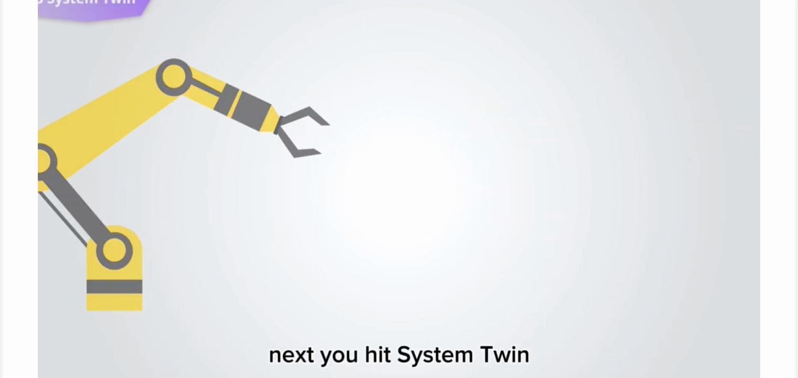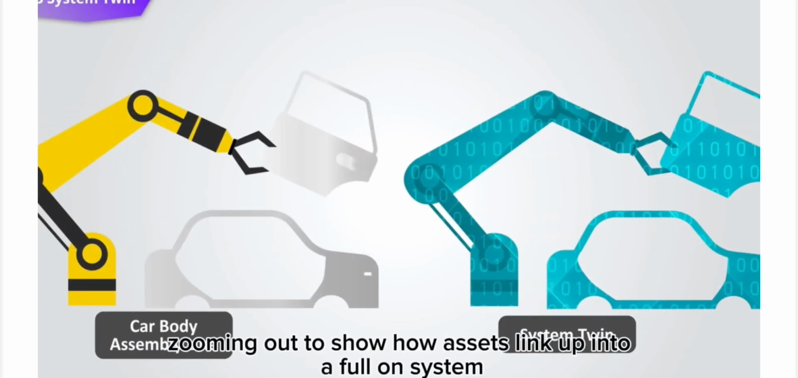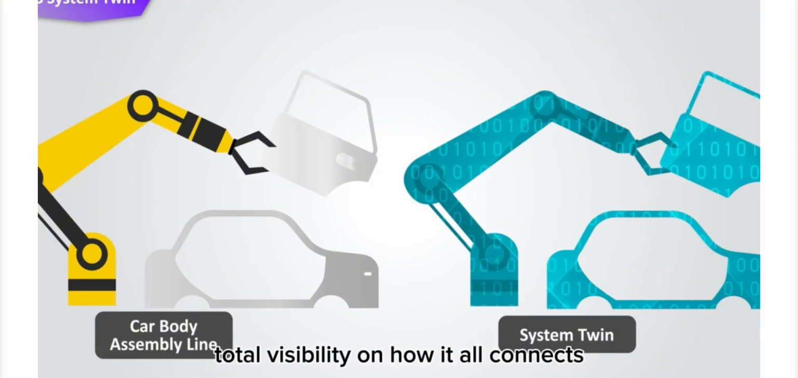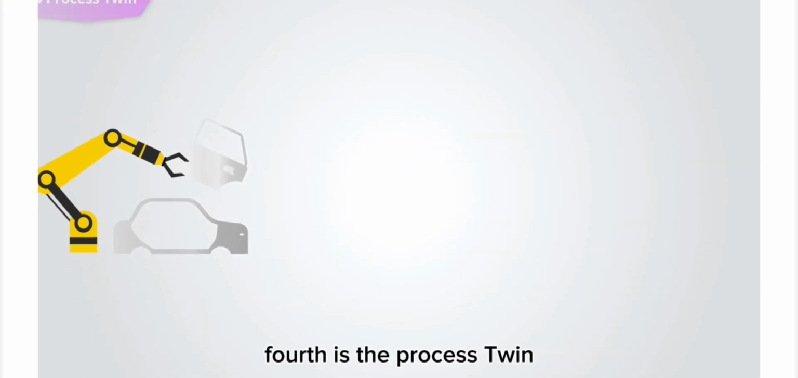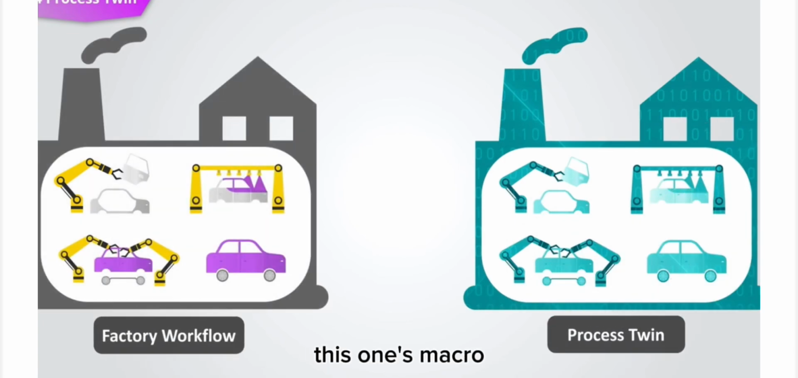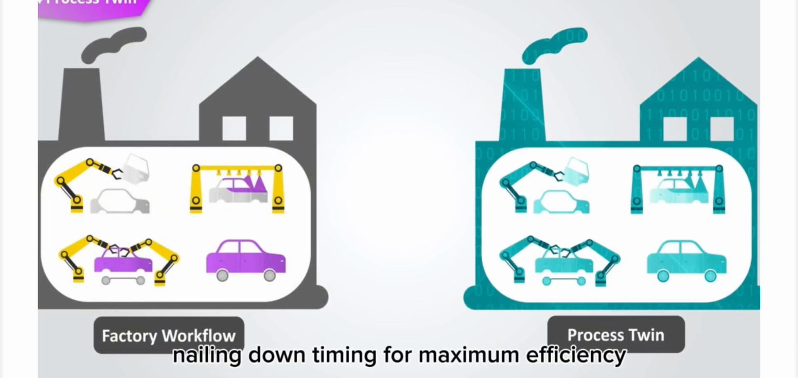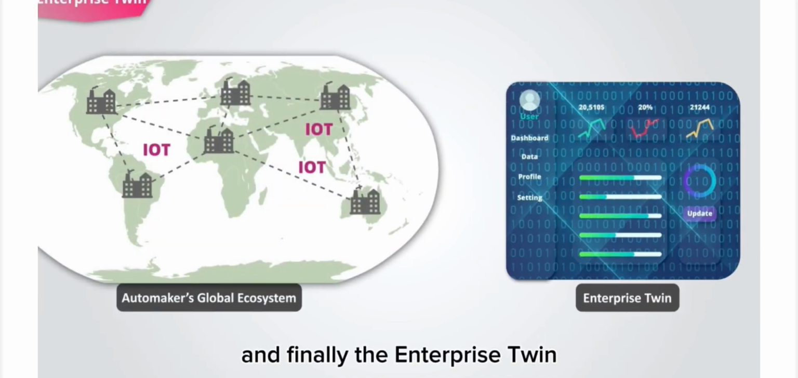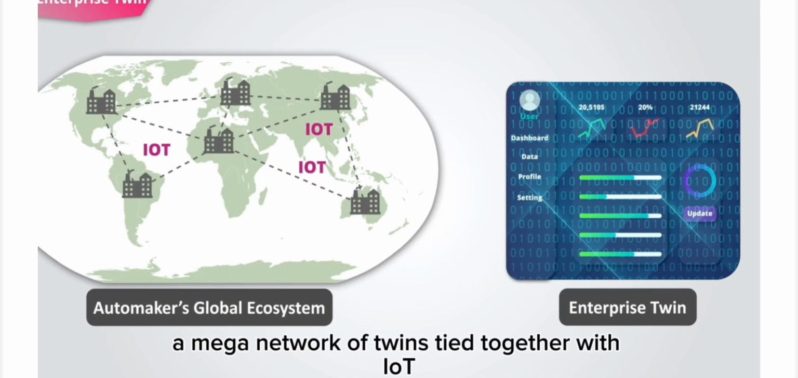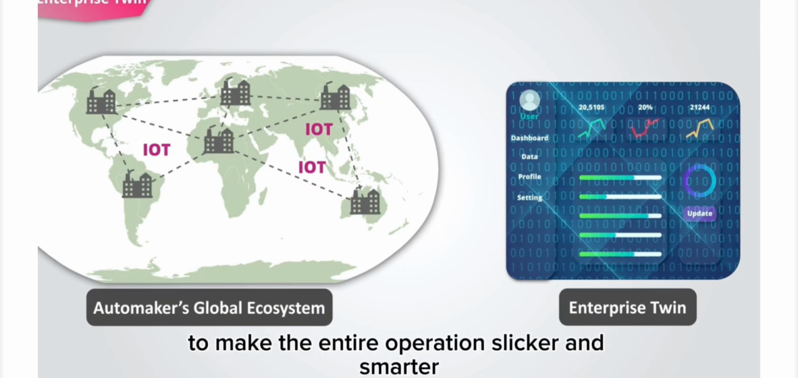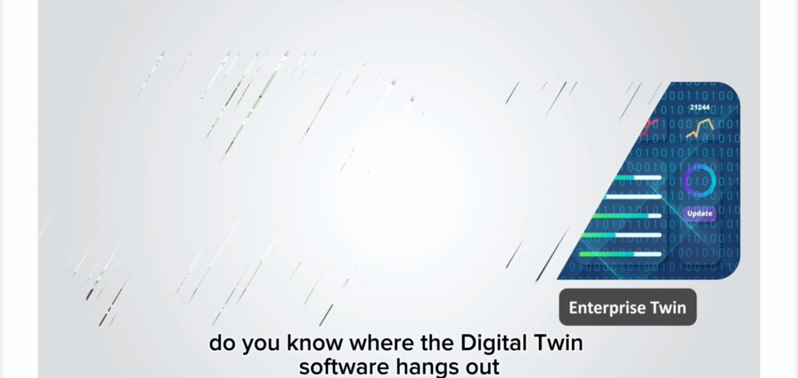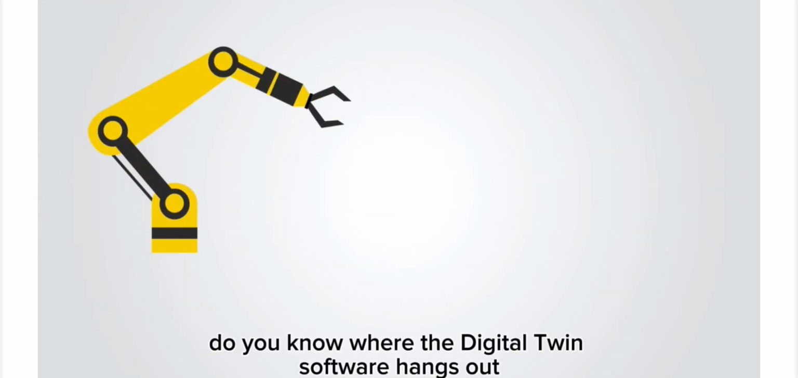Next, you hit the system twin, zooming out to show how assets link up into a full system. Total visibility on how it all connects. Fourth is the process twin. This one's macro, showing how systems sync to run a whole production gig, nailing down timing for maximum efficiency. And finally, the enterprise twin, a mega network of twins tied together in IoT to make the entire operation sleeker and smarter.